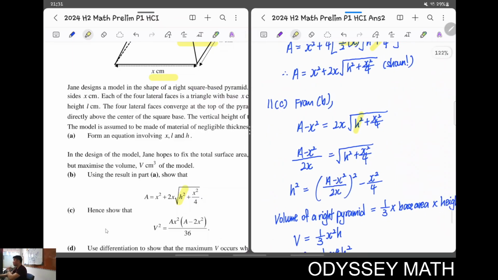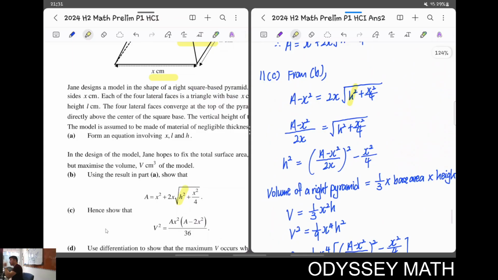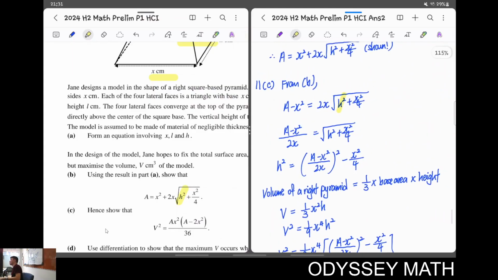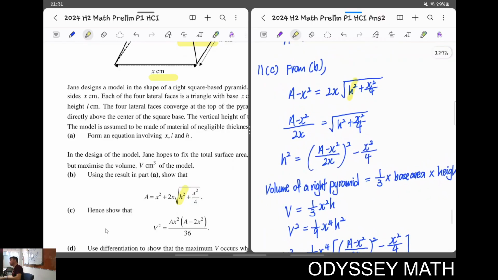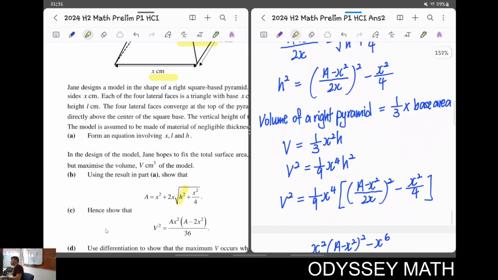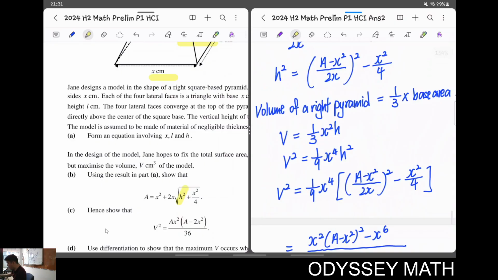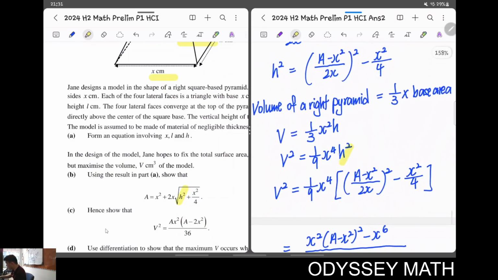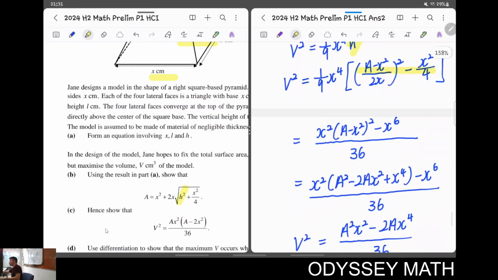So I advise you, now you think of the idea, right? You see if you can execute it in your algebra. Trust me, there's a difference. So now you have h squared to be this. And then what's next? Volume of a right pyramid is 1/3 base area times height, which is V equals 1/3 x squared h. Now we are looking for V squared. We square both sides. Okay? And then now we plug in the h squared that we have found earlier, which is here. Any question? And then you work out your algebra.